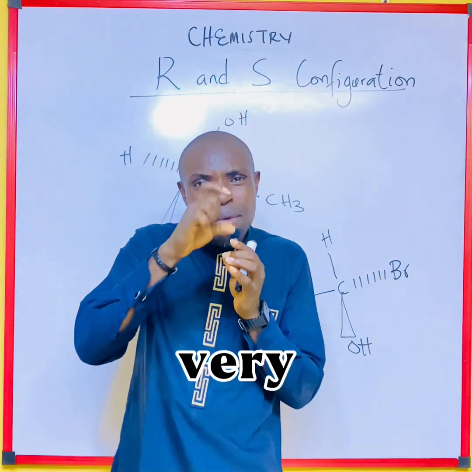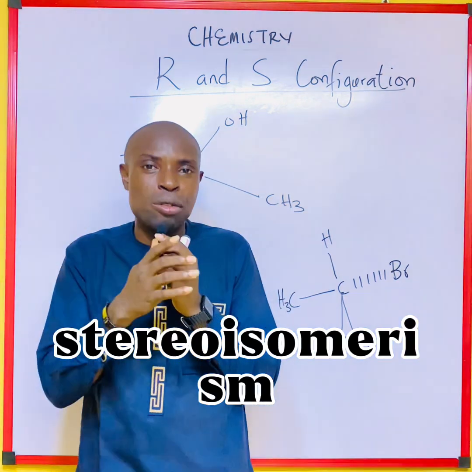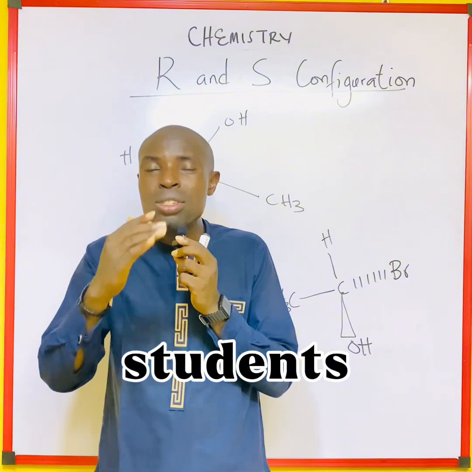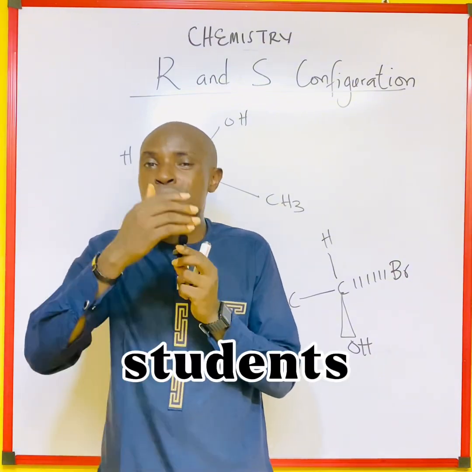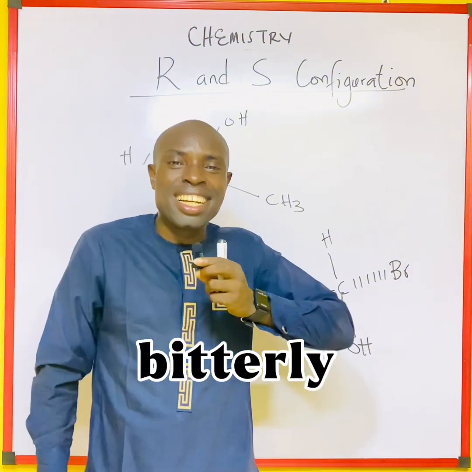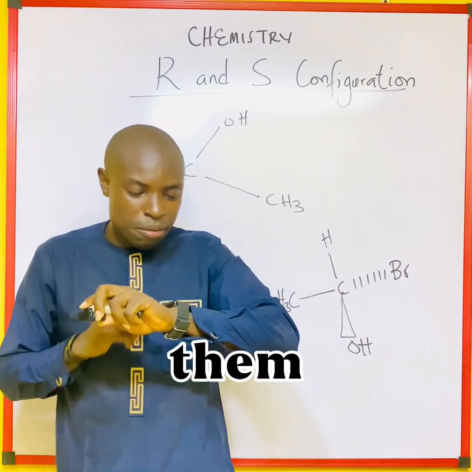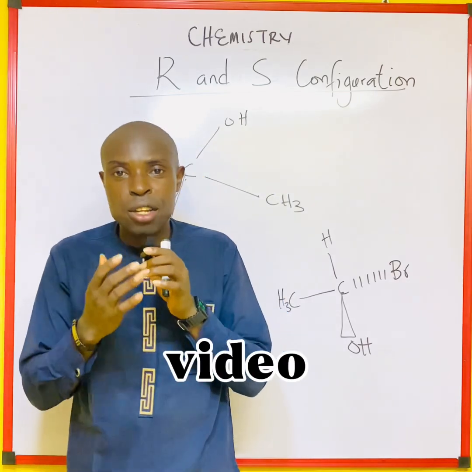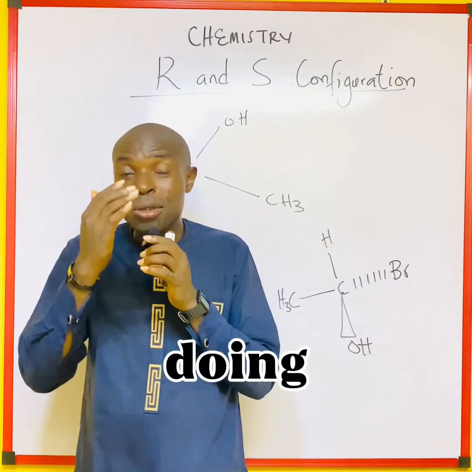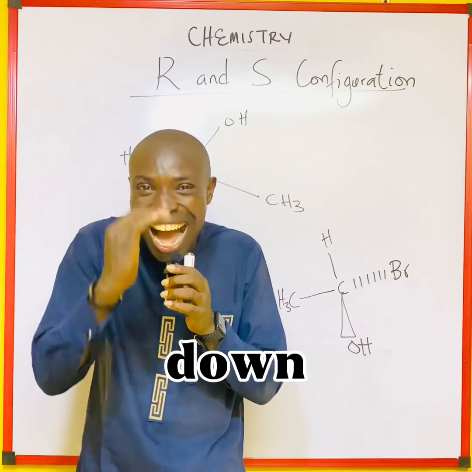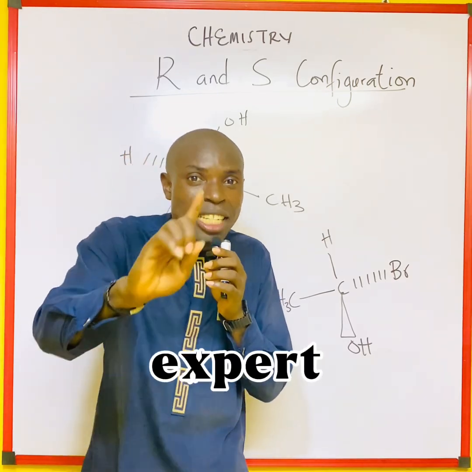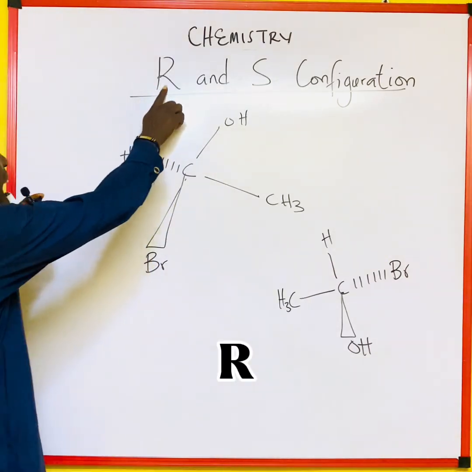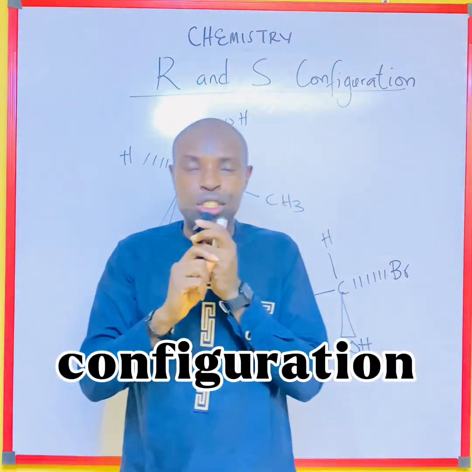A very important aspect under stereoisomerism that is so confusing to a lot of students. A lot of students have complained bitterly, and I've often told them that they shouldn't worry. I'll do a video on it, and today I am doing a video on it where I will break it down so you can be an expert too in this particular area. And it is called the R and S configuration.